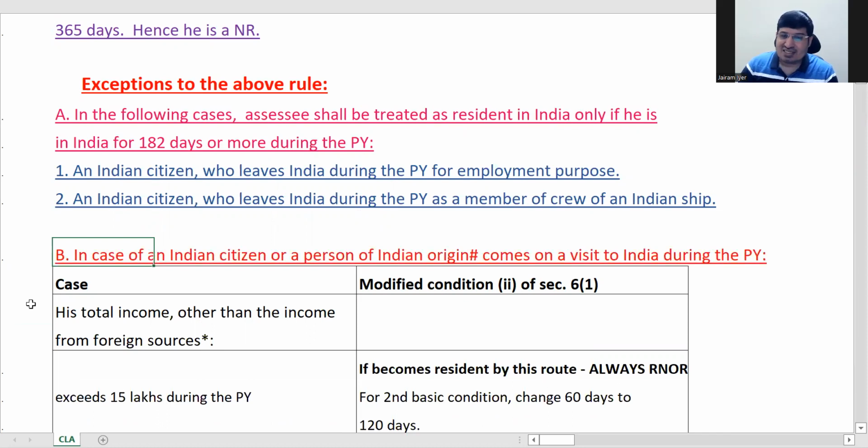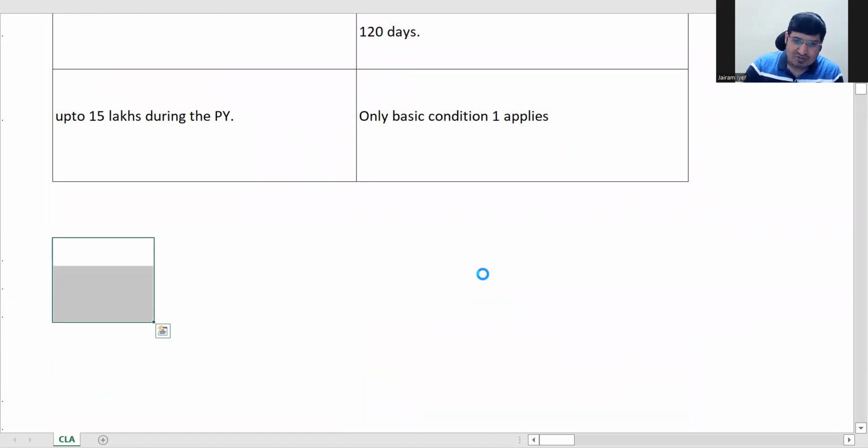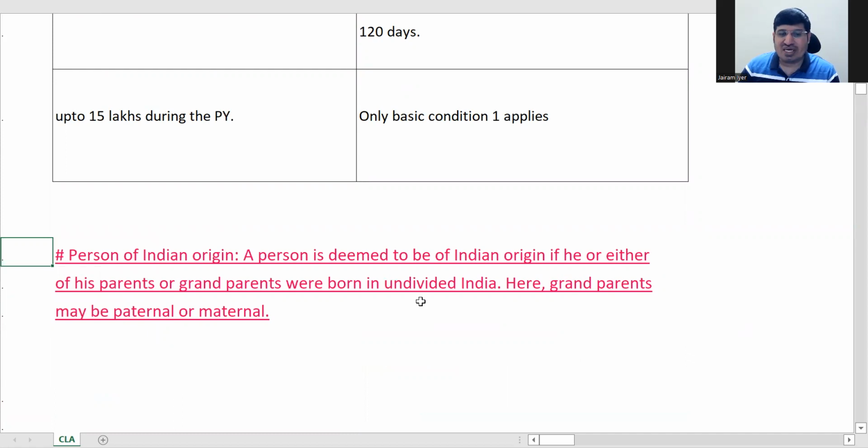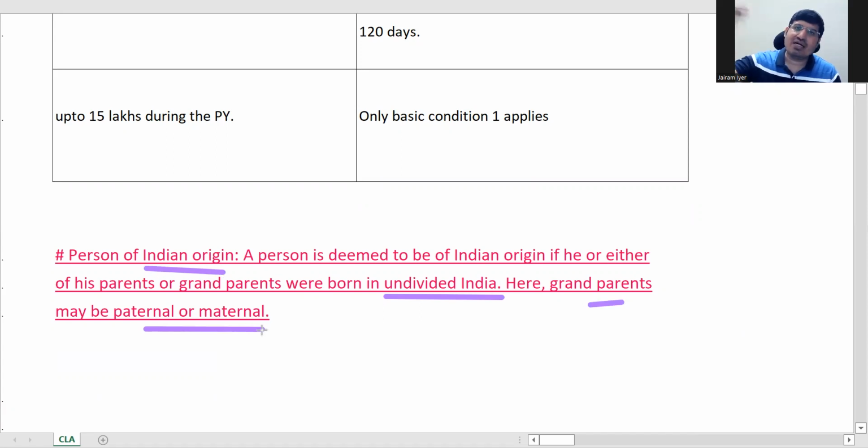So it says that an Indian citizen or person of Indian origin. Here it was only Indian citizen or person of Indian origin. Now let me tell you who is a person of Indian origin. A person is of Indian origin if he, his parents or grandparents, which grandparents? Your dad's mom, dad, or your mom's mom, dad, both are fine. Any of these have to be born in undivided India, that is before 15th of August 1947. Then you will be treated as a person of Indian origin. Simple. Grandparents can be maternal or paternal. So your mom's mom, dad, dad's mom, dad, and your parents. Any of these, if they have been born in undivided India, then you are a person of Indian origin.